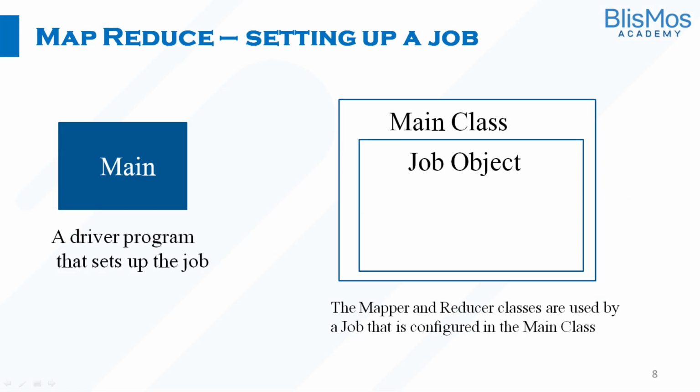Now that we understood what we need to take care of in terms of the mapper class and reducer class, let us try to understand the main program. It's a driver program that sets up the job. The mapper class and reducer class which we have already defined will be used by a job that is configured in the main class. As we know, if we write any program, we have to go through the main class in a similar manner. Here, even though we write a mapper and reducer class, those classes are used by a job that is configured in the main class.